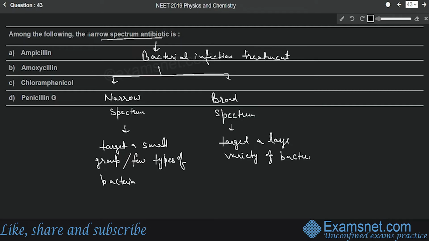That means the narrow spectrum are very specific. Okay, so out of the given examples, only penicillin G is the example of narrow spectrum, whereas all the other three are examples of broad spectrum. Okay, so here it is asked about the narrow spectrum, therefore option D will be the correct answer.